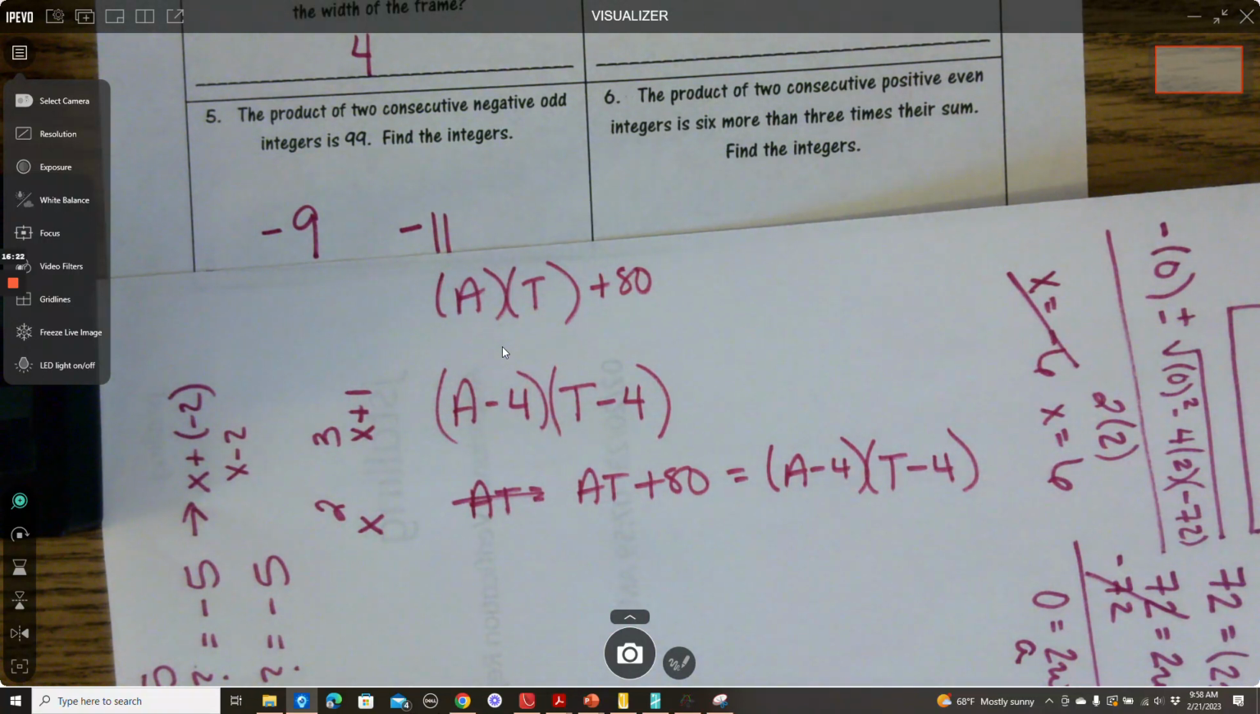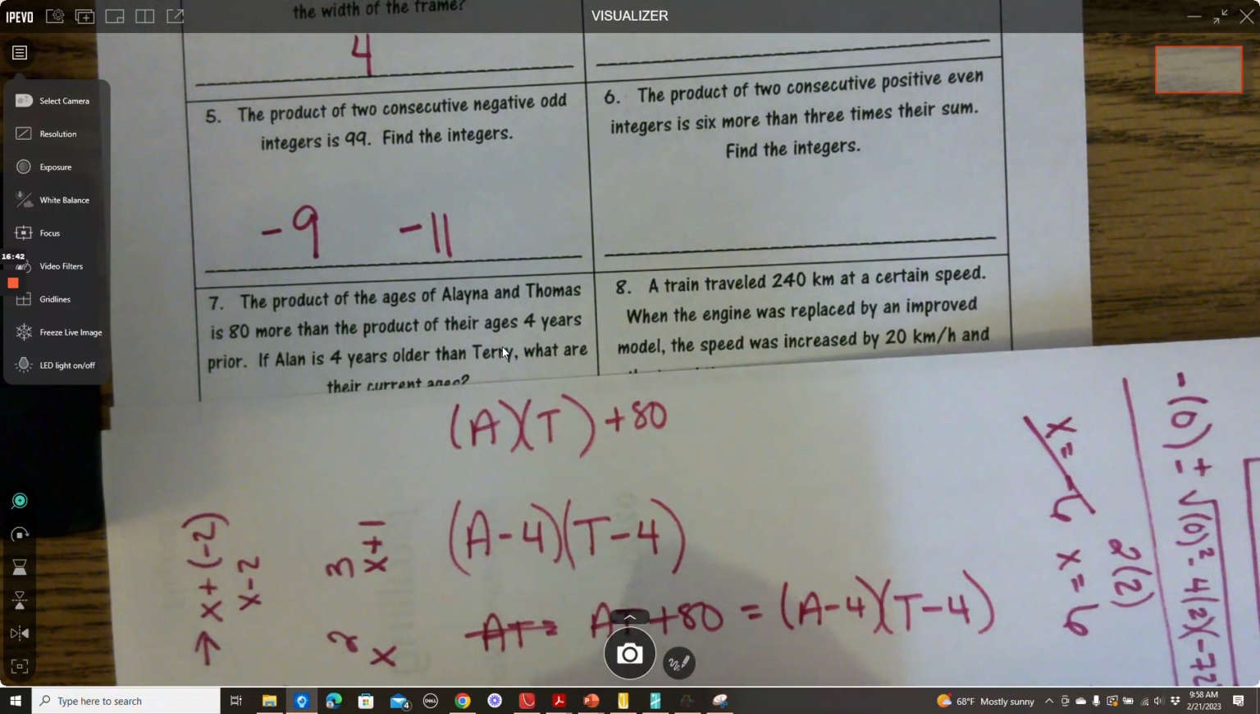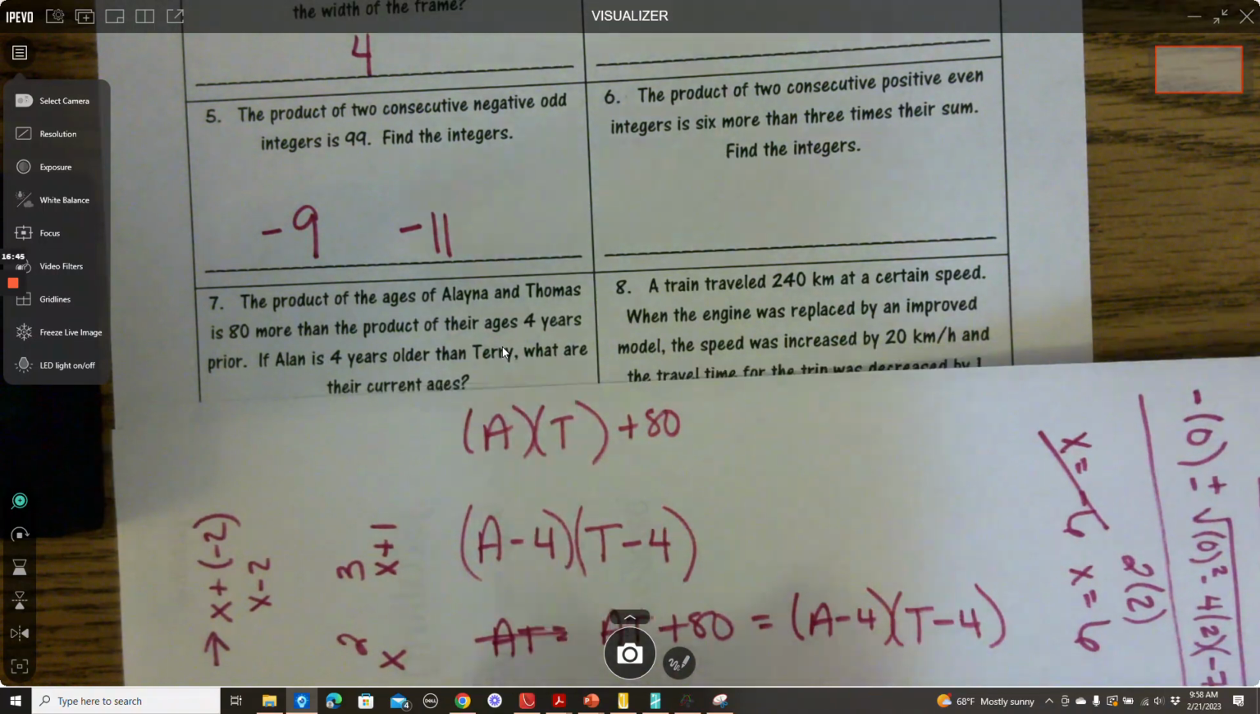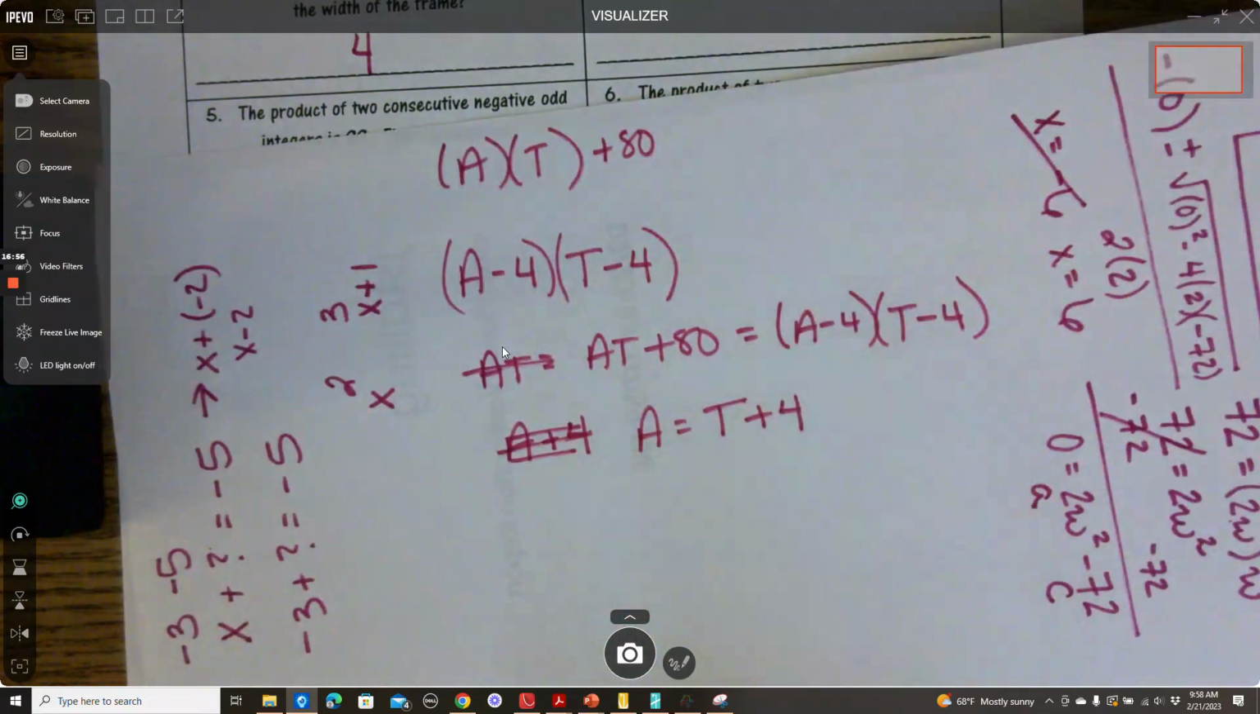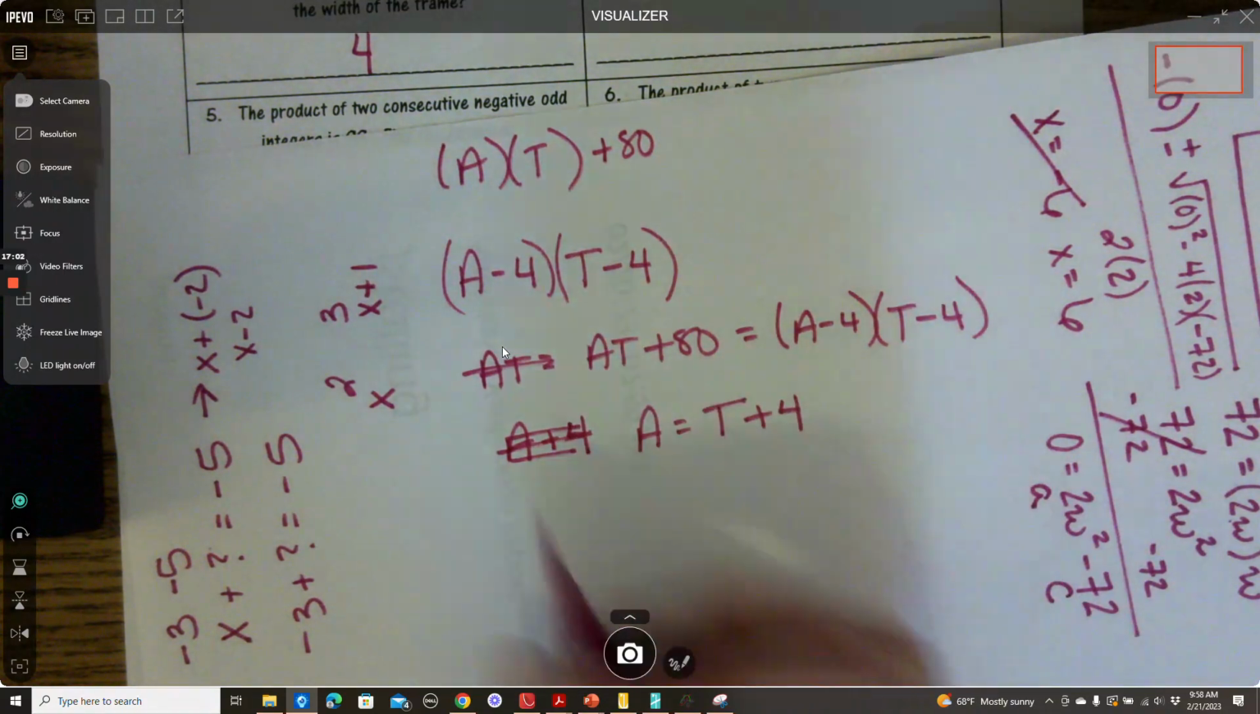if Zach's 14 and Alex is 4 years older, how old is Alex? 18. So how did you do that? You added 4. So Elena plus 4. No, backwards. If Elena is 4 years older than Thomas, Elena equals Thomas plus 4. Okay. And then we can plug this in anywhere we see an A.